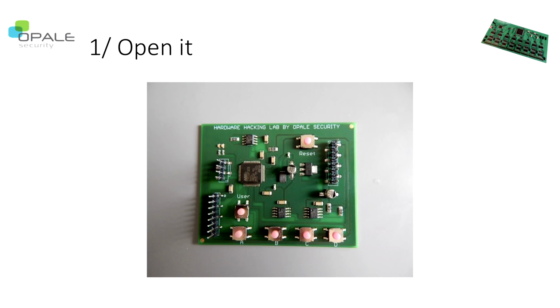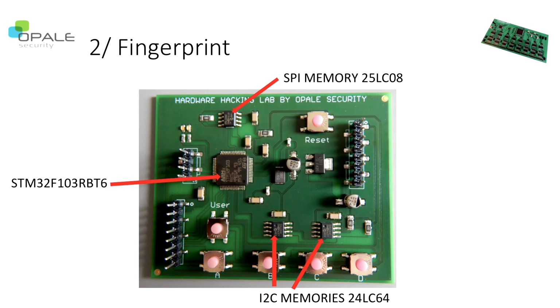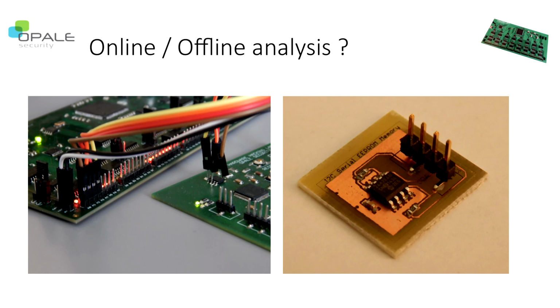We open it, and we find that, okay, we can see there are 4 buttons, A, B, C, D. And then the fingerprinting step. So we can see that we have 1 SPI memory, 2 I2C memories, and 1 microcontroller, okay. Online, offline analysis. Are we going to unsolder the component or just plug wires directly on it? Your choice.